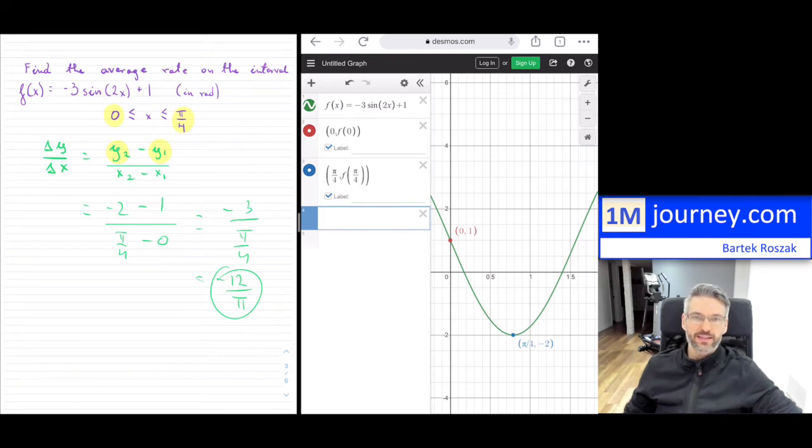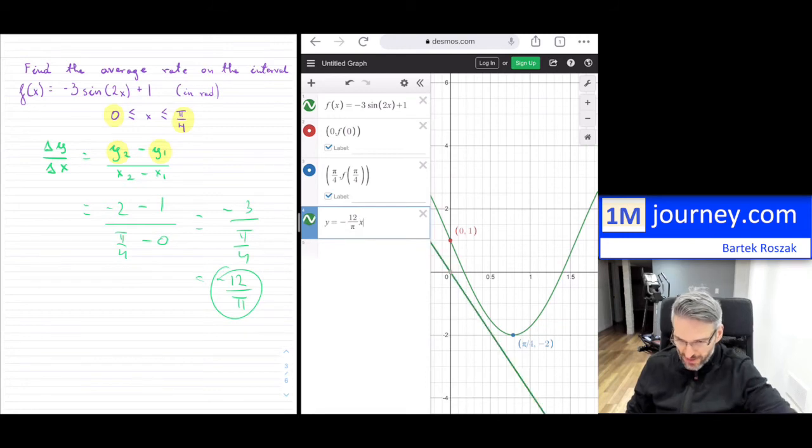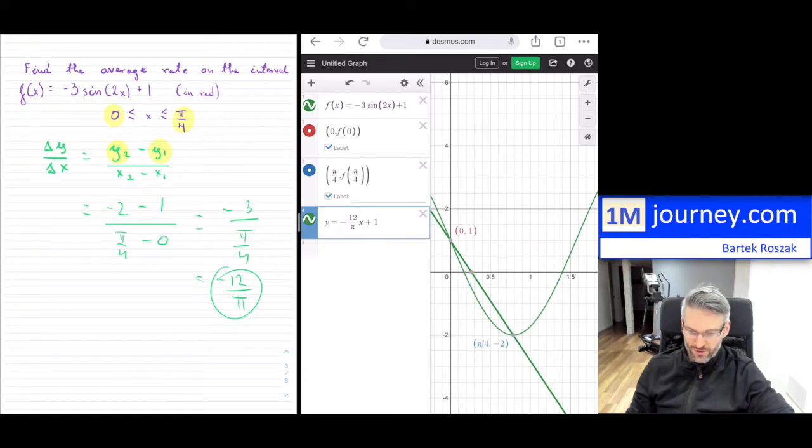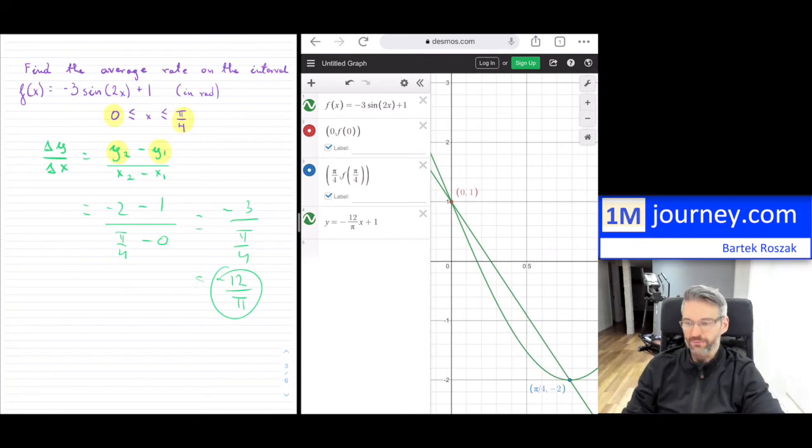Now, if we want to find the equation of that particular line, well, it actually goes through 0, 1. So we have the y-intercept, we have the slope, so we can certainly do it. So y, I'm going to plot it in here for you. So y is equal to negative 12 over pi x, and then this is plus 1, right? So notice, there you go. It goes through those 2 points. Okay, we can see that happening. So that's one example. So the average rate, no different really than what you've always had.